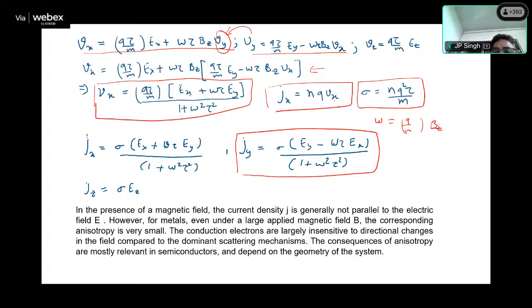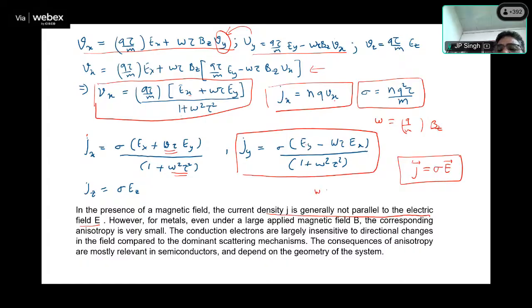What we learn is that in the presence of a magnetic field, the current density is generally not parallel to the electric field. If I have only an electric field, then the current density J is sigma times E, which means the current density is parallel to the electric field. But when you have the magnetic field, the current density is not parallel, because it has both Ex and Ey components. Here Jy has both Ey and Ex components, so it is not parallel to the electric field. But just keep in mind, this term, omega tau, is very, very important.